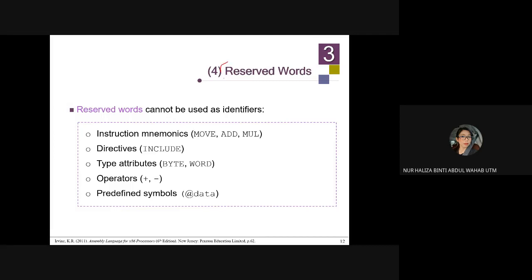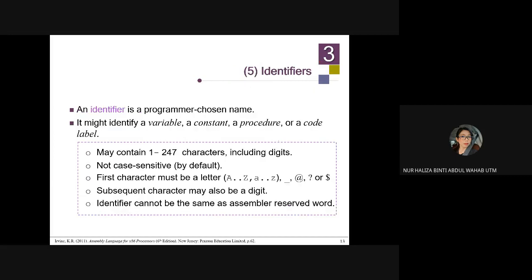So you already also looked into reserve words. Some reserve words that you already looked into: the instruction mnemonics, directive, type attributes, operations, operator, and predefined symbols. So today we're going to look into what is basically instruction mnemonic, directive, attributes, operator, and predefined symbols. We just stopped until here last week. So we are until identifier, isn't it?